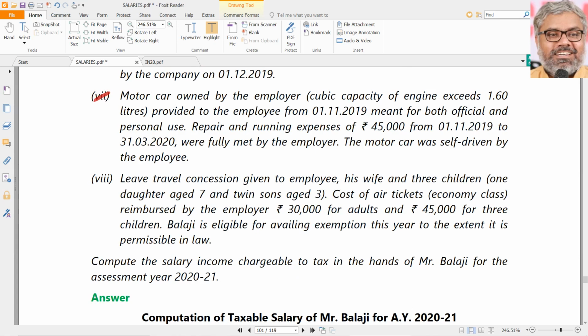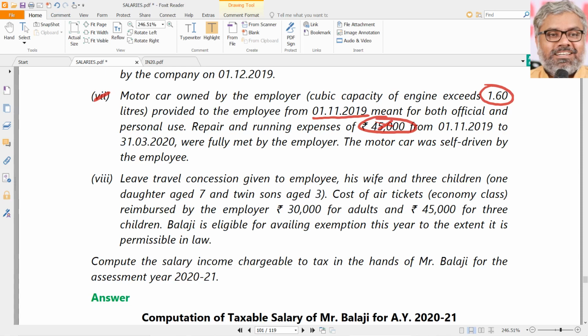Then, motor car owned by employer, cubic capacity exceeds 1.6 liters, provided from 1/11/2019. Always you have to look at dates carefully. So November, December, January, February, March, only 5 months it is provided, both for official and personal use. Running expenses also were fully met by employer. The 45,000 is unnecessary. Why do we need it? We don't need this.